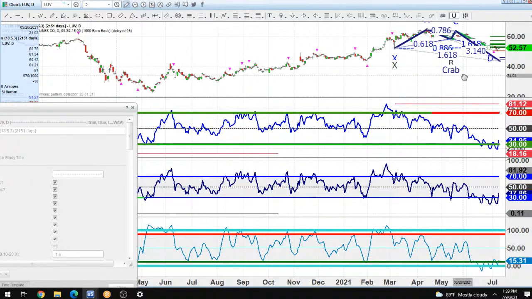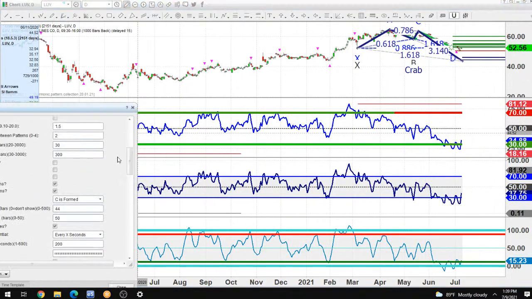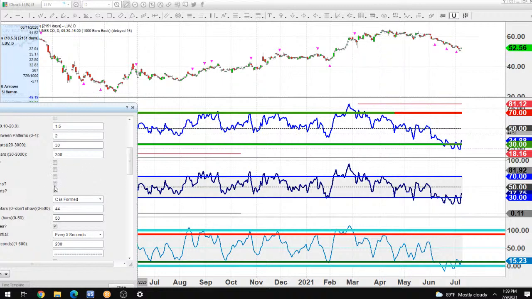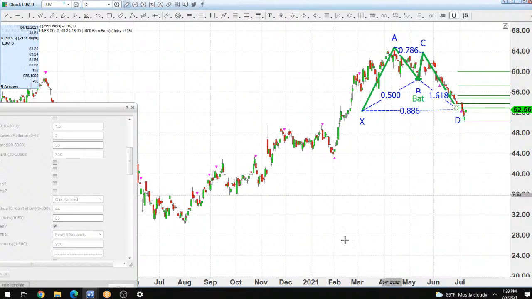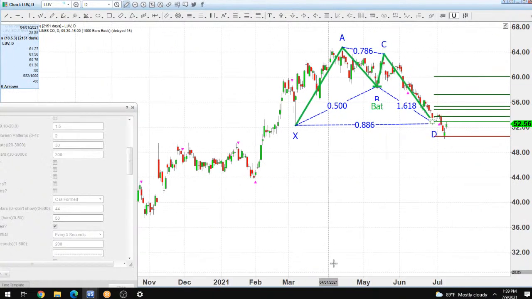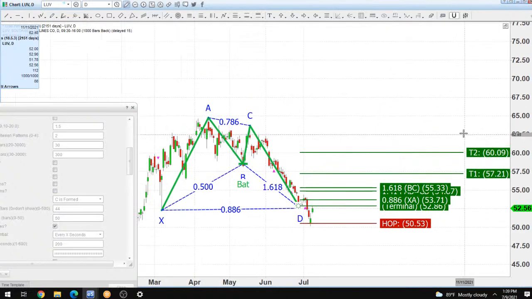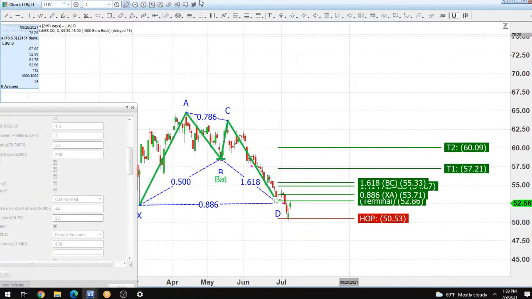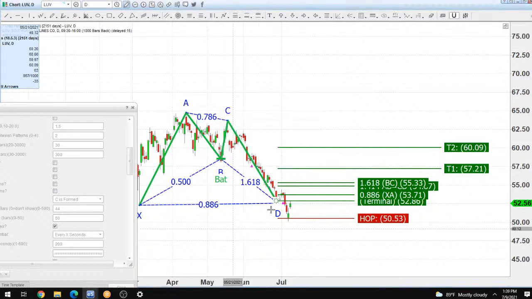See, there you go. Daily's much the same. Let's just look at what the completed structure is saying. There on the daily, I like that. Nothing wrong with that. There's Southwest, right off the hop at 50 and change. So that's a perfect type 1.